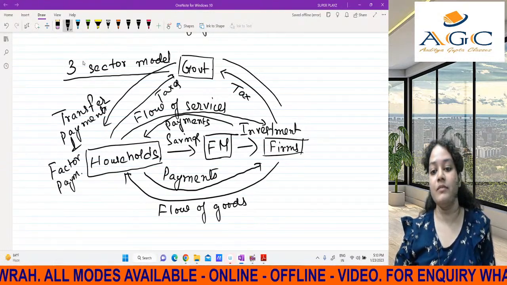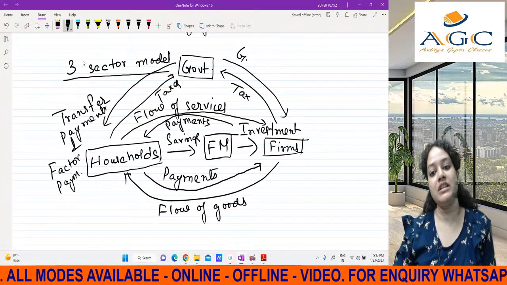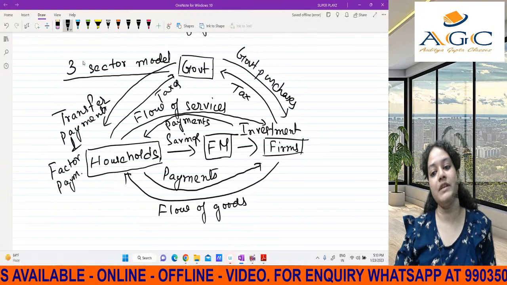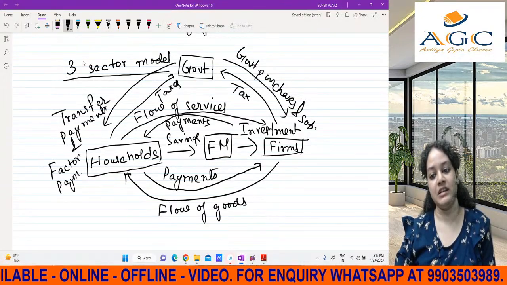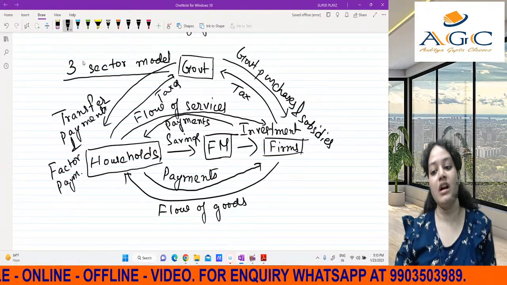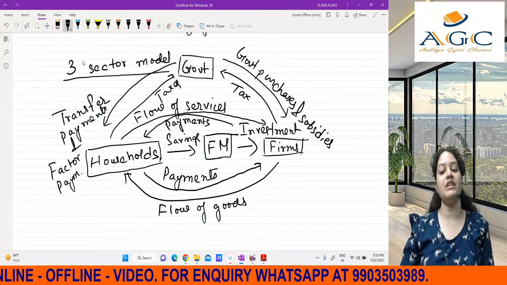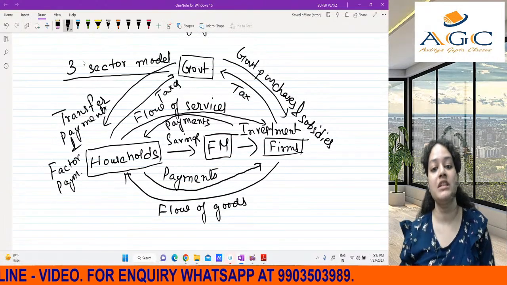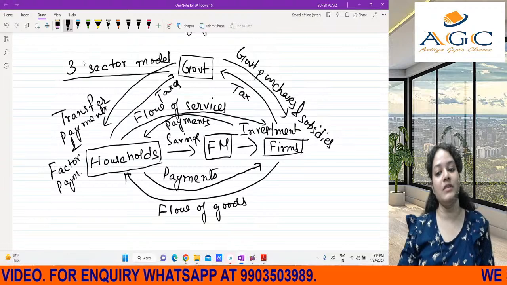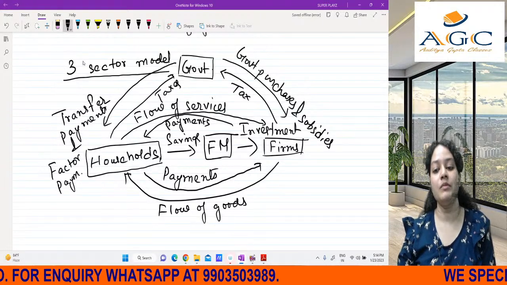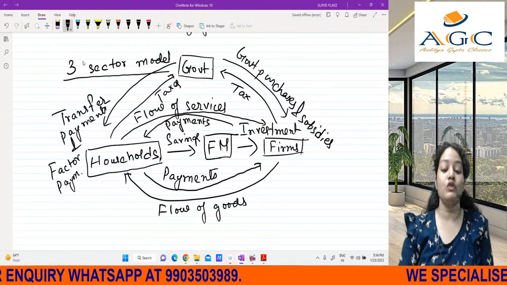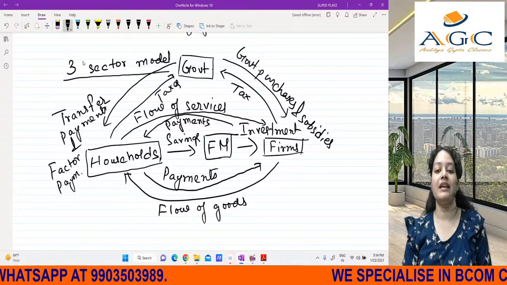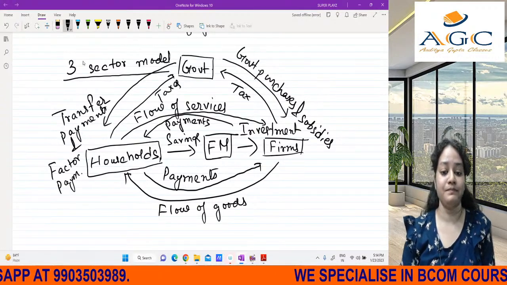And from the government to the firms, obviously the government also makes purchases. So government purchases and subsidies. The government will be purchasing goods from the firms as well, just like we need goods from the firms, they also will be needing goods from the firms. So they will make those purchases and give them in the form of payments, and they will be providing the firms subsidies, only to those firms which are in need of money. Suppose a startup who needs money, the government might give them subsidies.